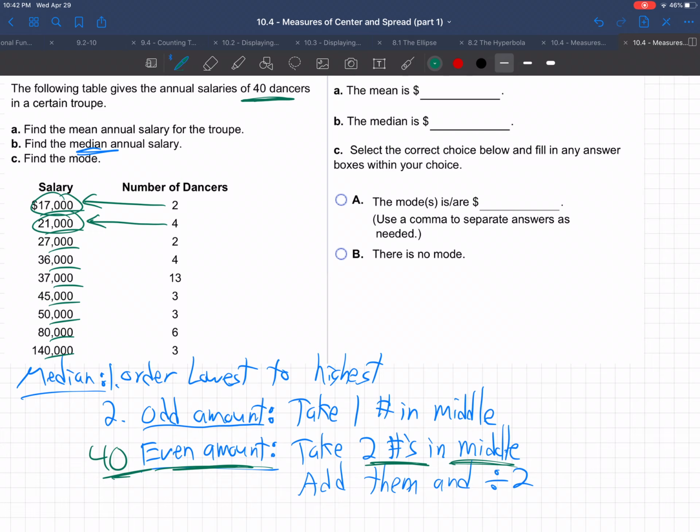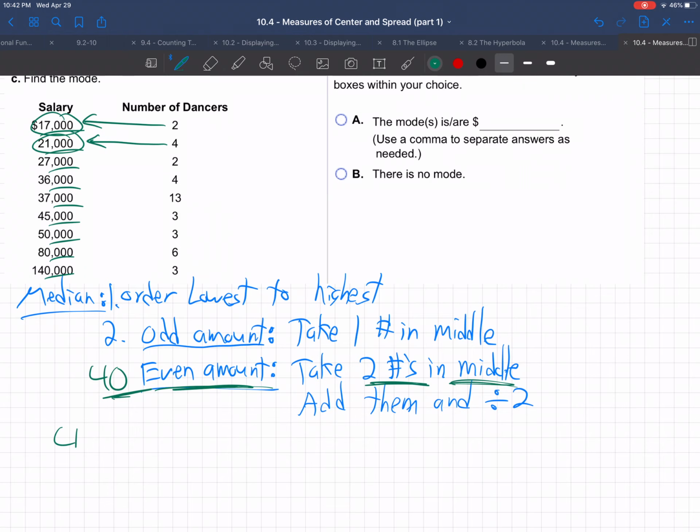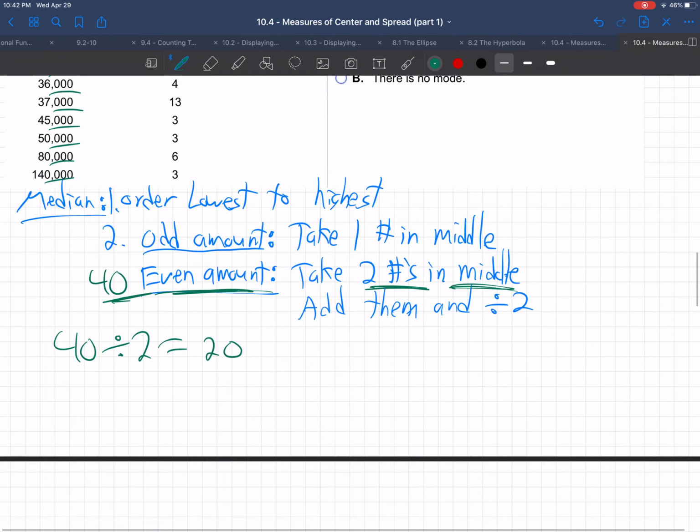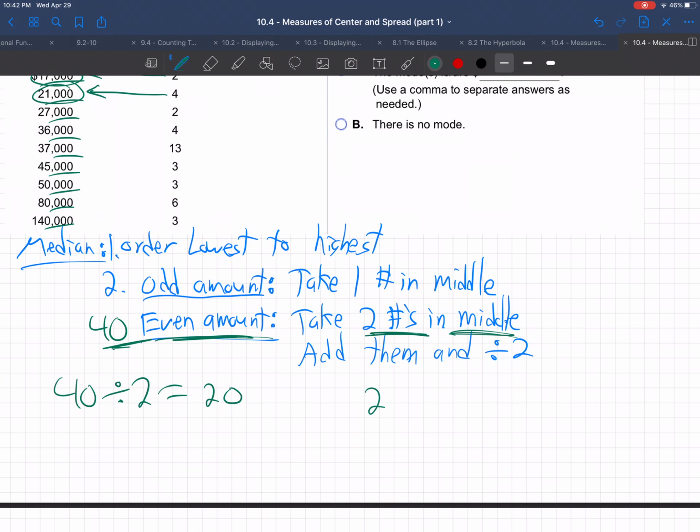Well, the way to find the two numbers in the middle, if you have 40 numbers, you take 40 and divide by 2, that's going to be 20. So now you think, well, that's just one number. Yeah, it means the 20th and the 21st will be in the middle.